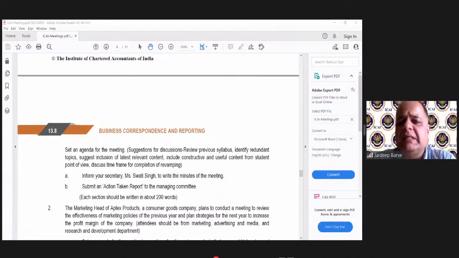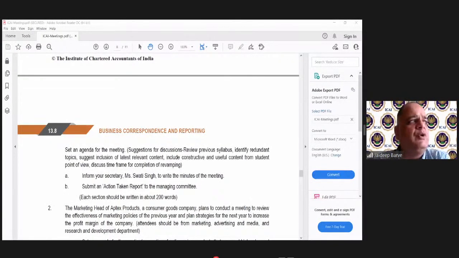So Sahil is asking, why are you not answering my query? What is the word limit of agenda, minutes, and ATR? Now, Sahil, this actually depends upon the marks, right? If they are asking you to write a detailed agenda, you have to write a detailed agenda. If you're there to write detailed minutes, you have to write detailed minutes. So have a look at the marks.